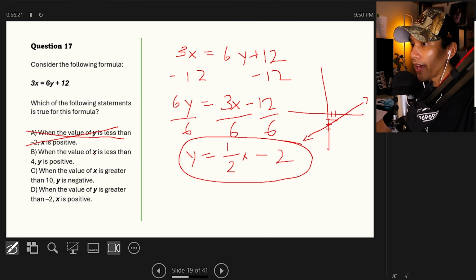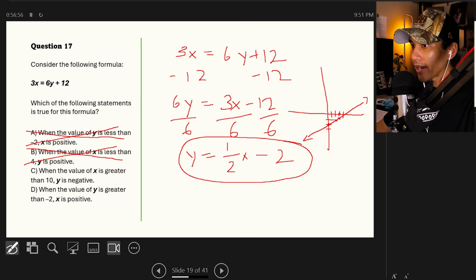When the value of x is less than 4, y is positive. So 4 is somewhere here, right? I think the x-intercept is at 4, so we want less than 4. We'll choose 3. If we choose 3 right here and then go down to our y value, it is actually negative all the way down. So this is wrong. Y is negative.